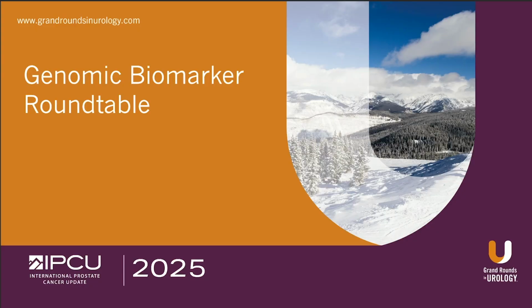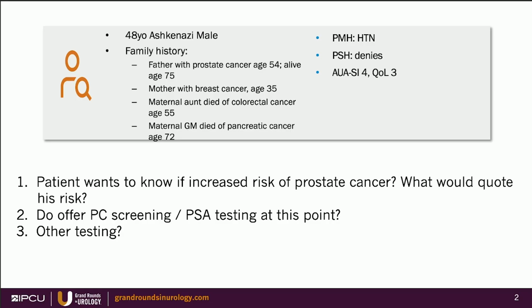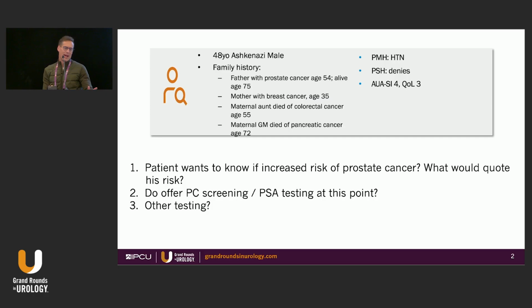So just kind of how we can use this in real time is that this is an actual patient that I've seen in clinic. Again, we have a screening clinic, but this could be any clinic, and it's a 48-year-old Ashkenazi male who came in, and that's really his family history, right? He had a family history of prostate cancer, earlier diagnosis before age 55, still alive today, mother with early onset breast cancer, maternal aunt died of colorectal cancer, and his maternal grandmother died of pancreatic cancer. Again, getting what we call the HBOC, all of those kinds of cancers that we're familiar with here. Otherwise, kind of healthy guy.